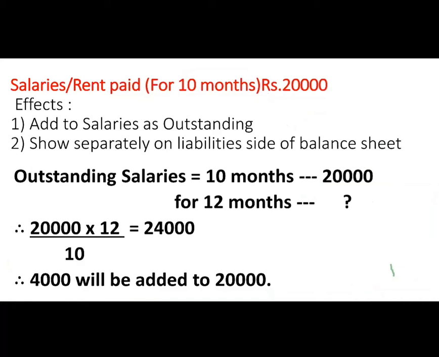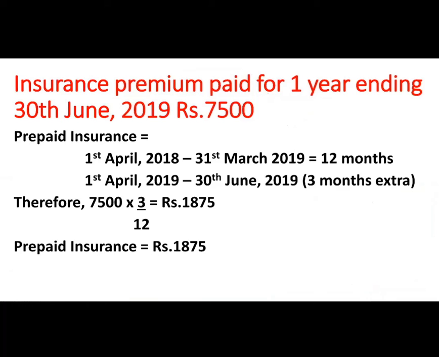Now, the second hidden adjustment is insurance premium paid for 1 year ending 30th June 2019, rupees 7,500. Now, this is the adjustment. Basically, it is not a hidden adjustment. It is given in the adjustment only, but it's kind of a hidden adjustment. Okay, so what is said: insurance premium paid for 1 year ending 30th June 2019, rupees 7,500.